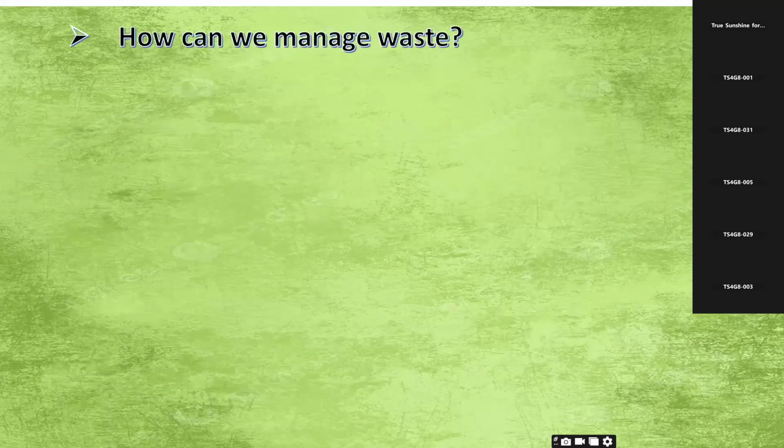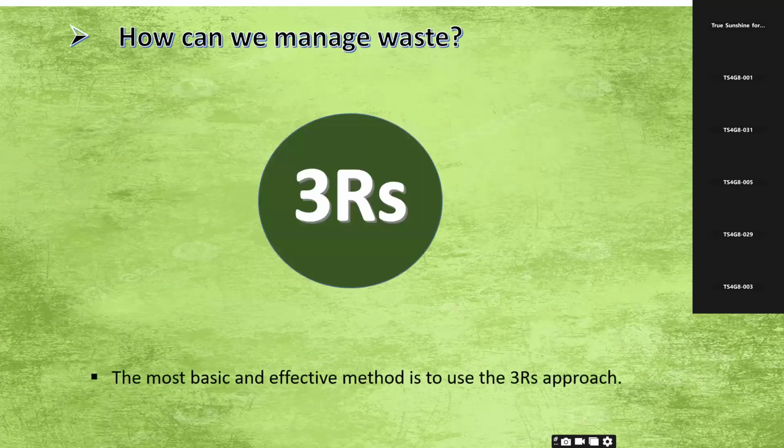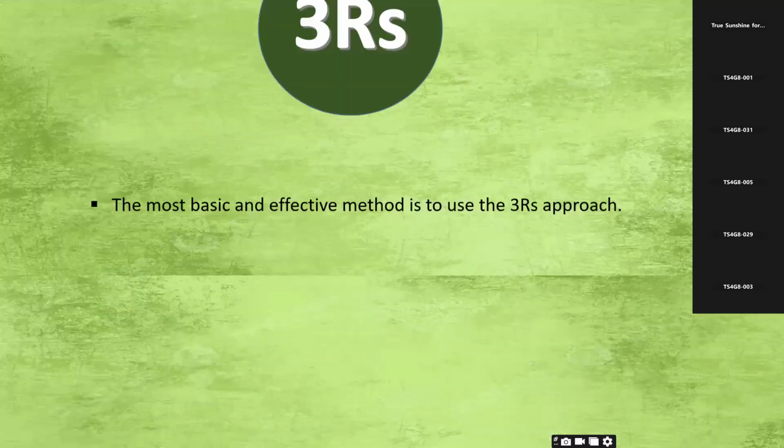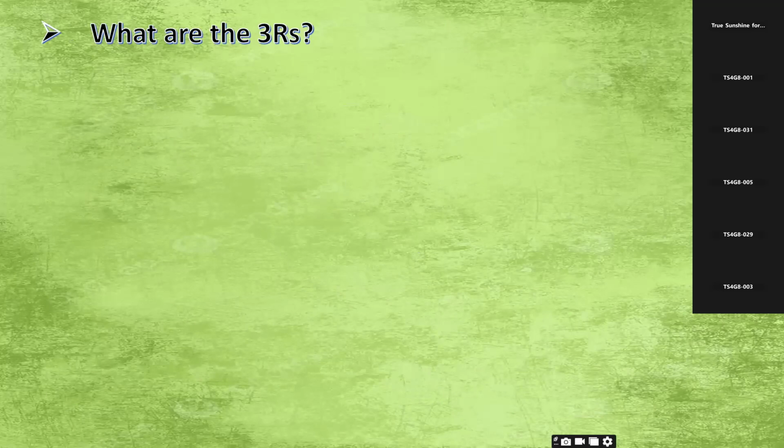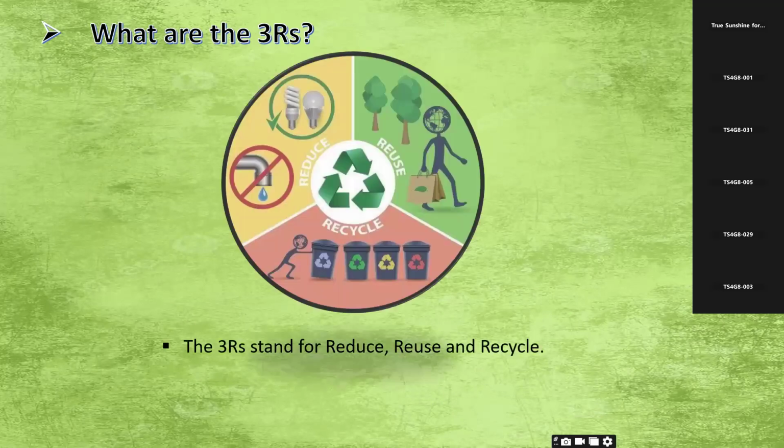How can we manage waste? The most basic and effective method is to use the 3R's approach. What are the 3R's? The 3R's stand for reduce, reuse, and recycle.